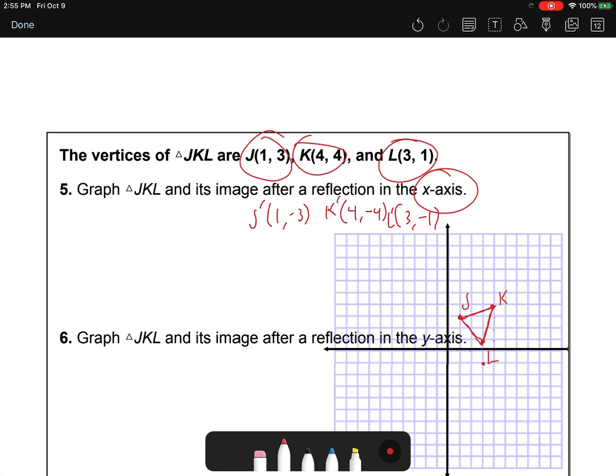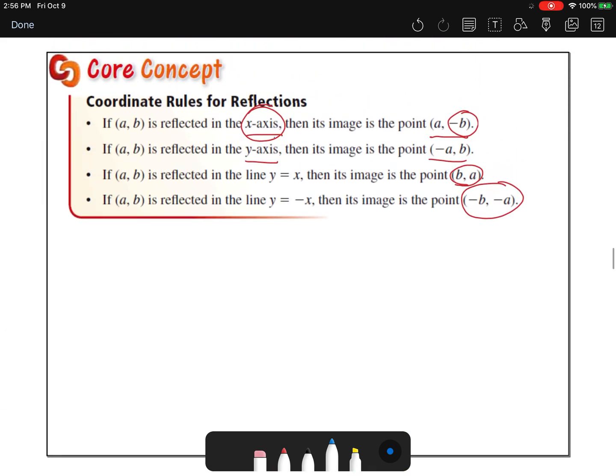Now let's see if that is what happens when we truly reflect it on the x-axis. So there's L prime. 4 down, 1, 2, 3, 4. There's K prime. And he's 3 away, old J, so J's going to be there. Connect the dots. There's the reflection on the x-axis. Is the point 1, negative 3 for J prime? Yes, it is. K prime is 4, negative 4. And L prime is 3, negative 1. Hey, cool. It works.